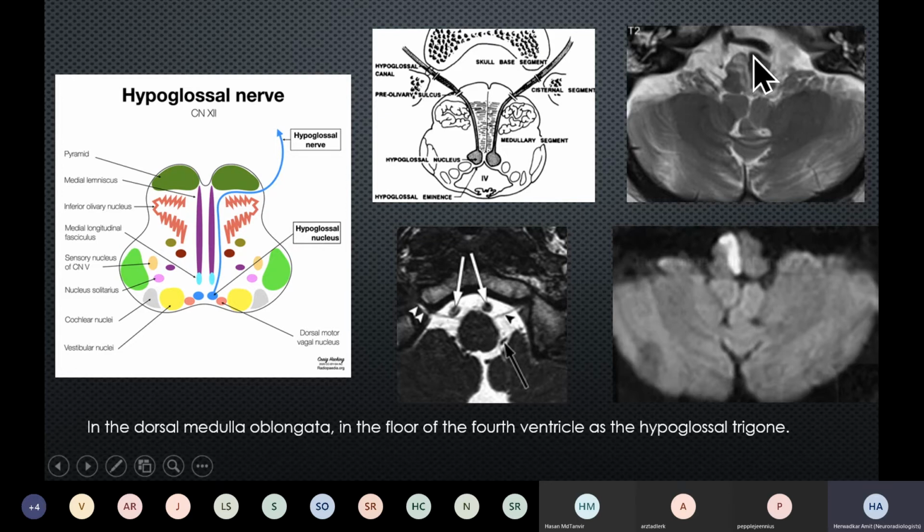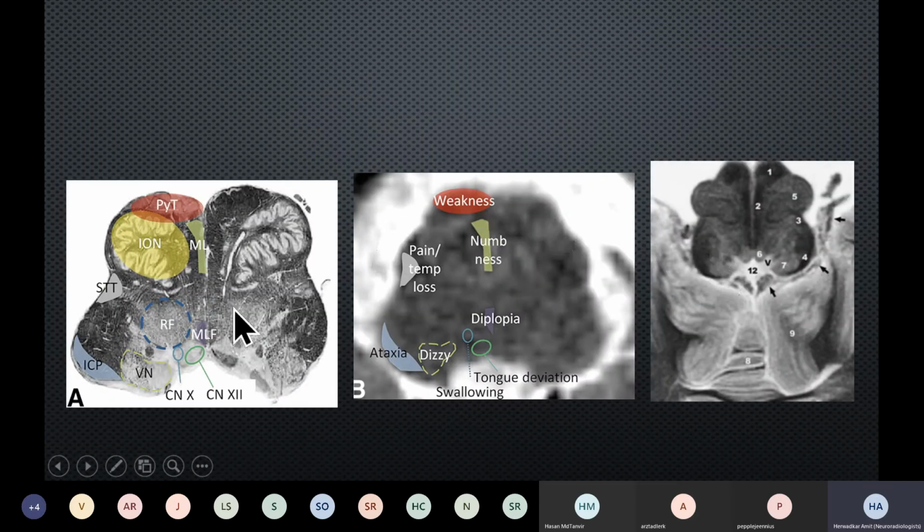And this is a patient with infarction. You can see that the pyramid is involved over here. The pyramid is involved, but not only the pyramid, there will be involvement of the medial lemniscus. So the patient will have contralateral hemianesthesia, contralateral hemiplegia, but also will have ipsilateral hypoglossal palsy. And this is a diffusion weighted image of the same patient.